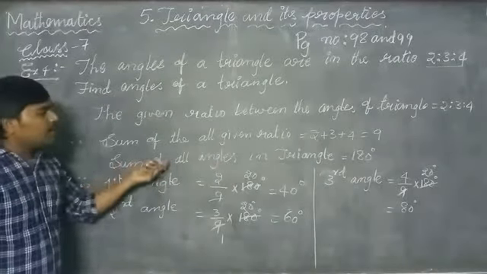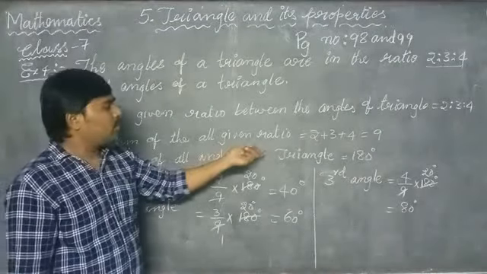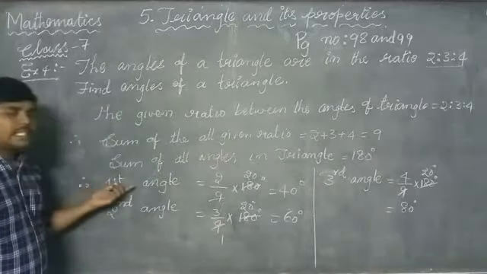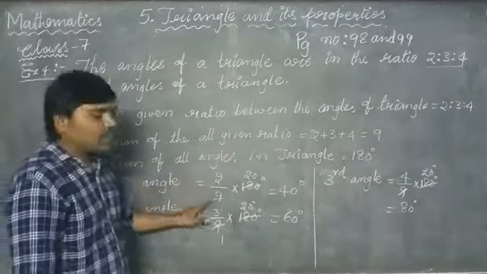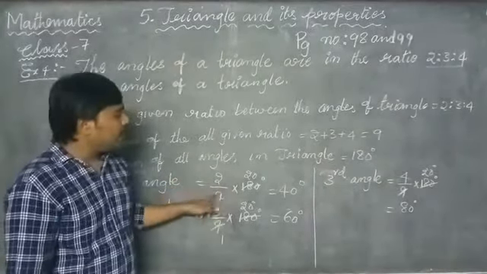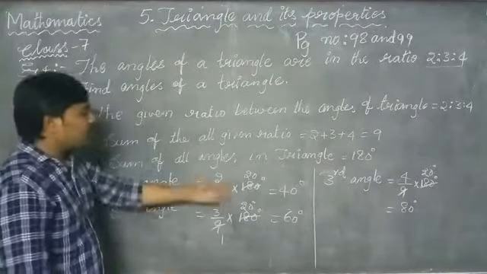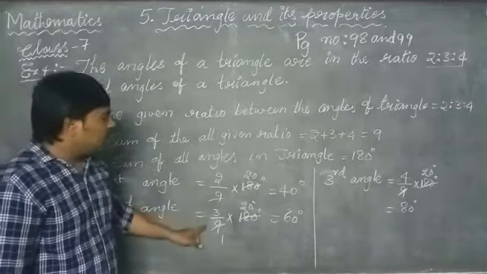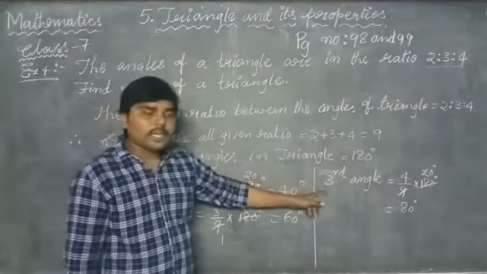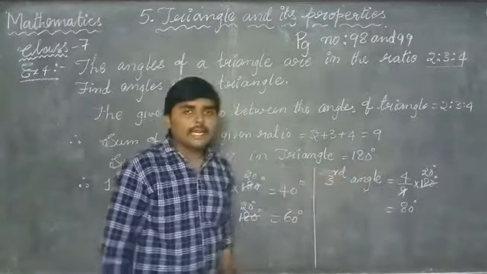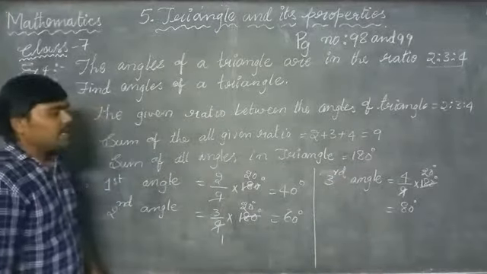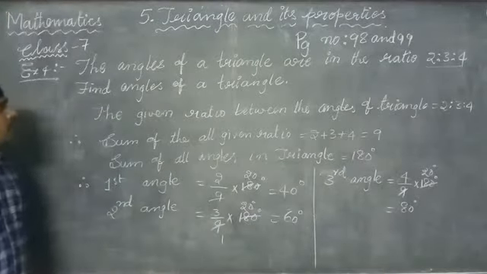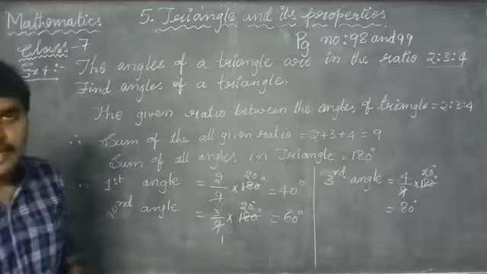Okay, the sum of all angles in a triangle equals 180 degrees. Then the first angle is 2 parts out of 9 parts: 2 by 9 into 180 degrees, it means 40 degrees. The second angle is 3 by 9 into 180 degrees, it means 60 degrees. The third angle is 4 by 9 into 180 degrees, it means 80 degrees. Okay, now see example 5.